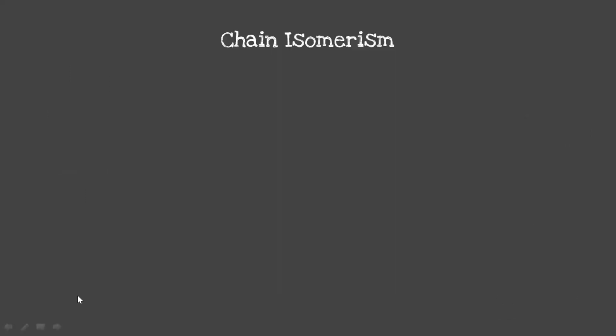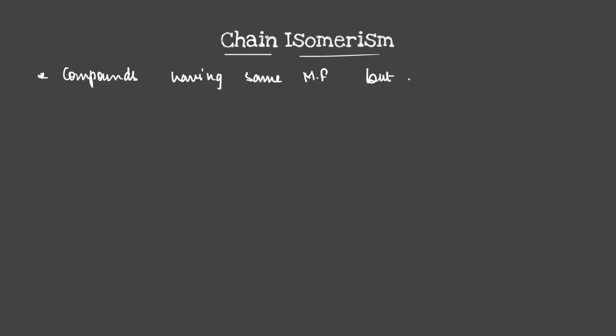Okay. Now let's continue with structural isomerism. The first kind of structural isomerism is chain isomerism. What are chain isomers? Compounds having the same molecular formula but different arrangements of the carbon chain.